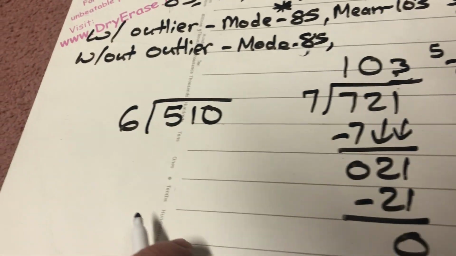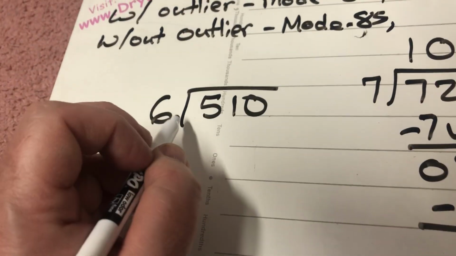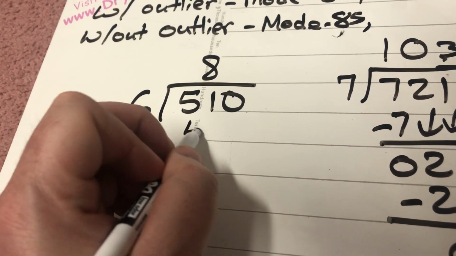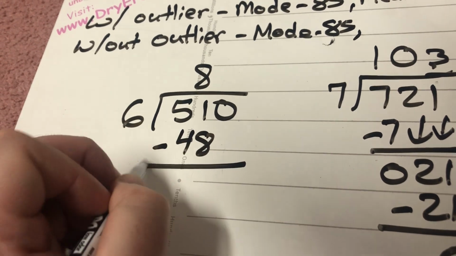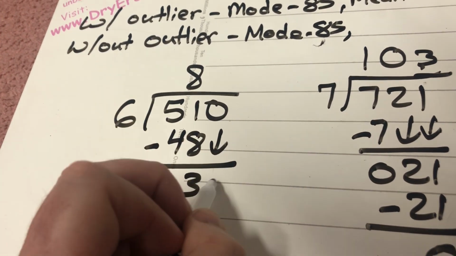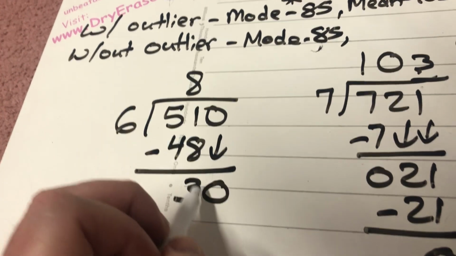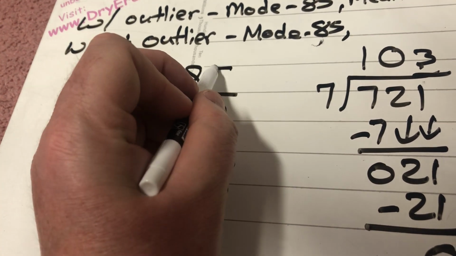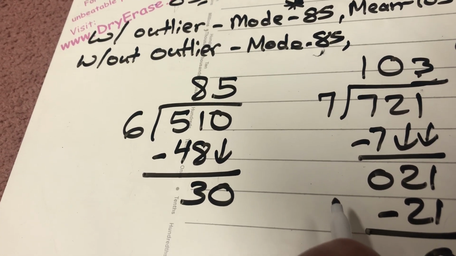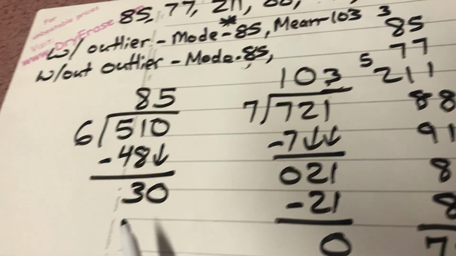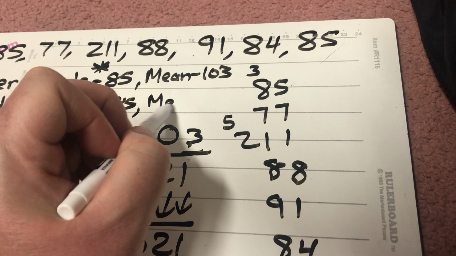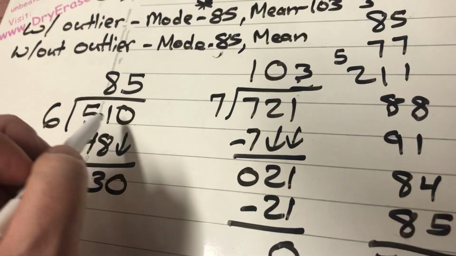But remember now I've removed the outlier, so there's no longer 7 numbers in the set. Now there's only 6. 6 cannot go into 5, but 6 can go into 51 8 times. 8 times 6 is 48. 51 minus 48 is 3. I bring down the 0. Not a hard division problem. 6 can go into 30 5 times, and I know there's none left over because 6 times 5 is 30. Without the outlier, my mean is 85, as we figured out.